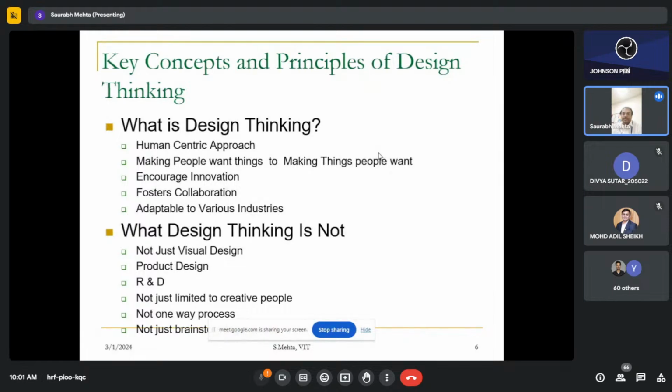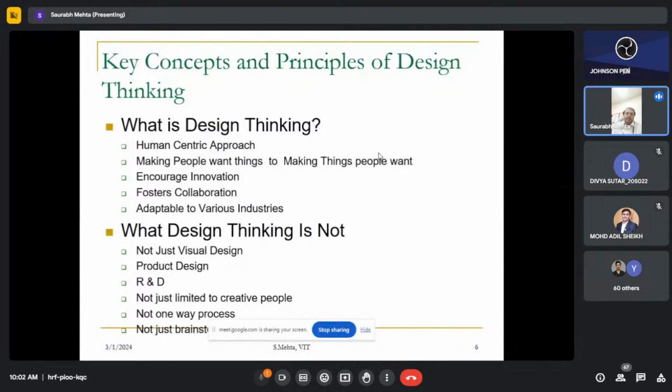Then many people say it is related to product design. Not necessarily. As I told you, even when I'm designing many instruction sets, or manuals, or content for the students, design thinking is very important at that time too. It's not only related to R&D, right? If you look at the bigger picture, R&D is going to be a part of it. Design thinking is not a synonym of R&D, right?